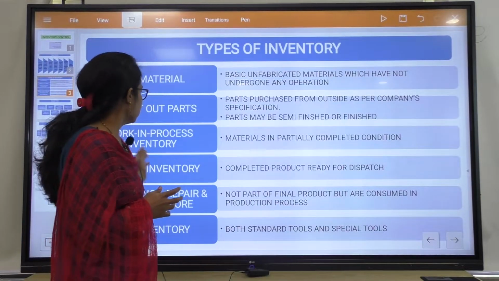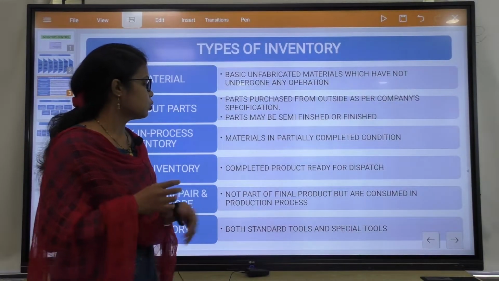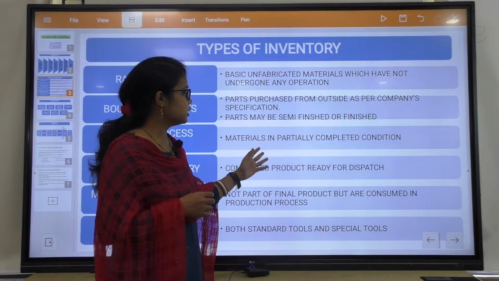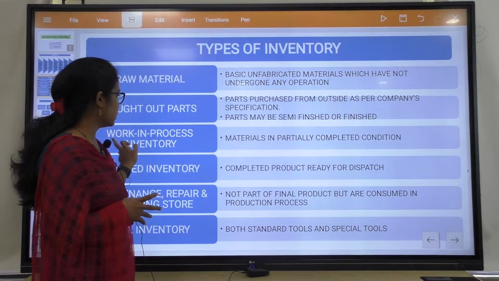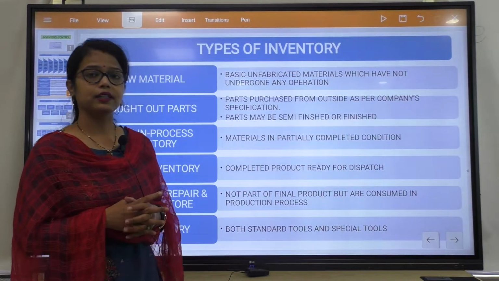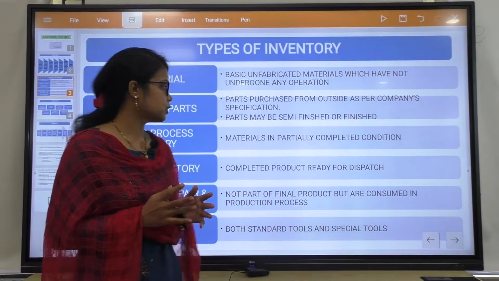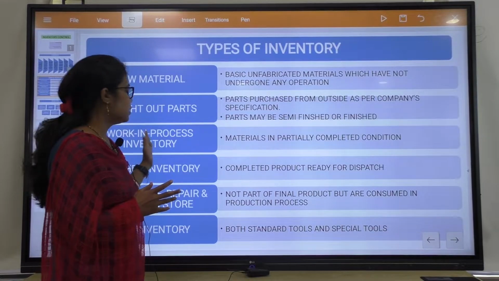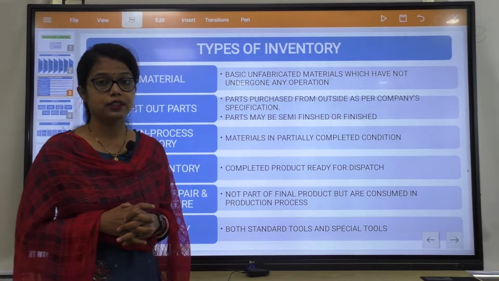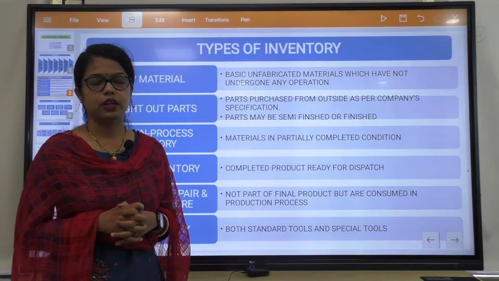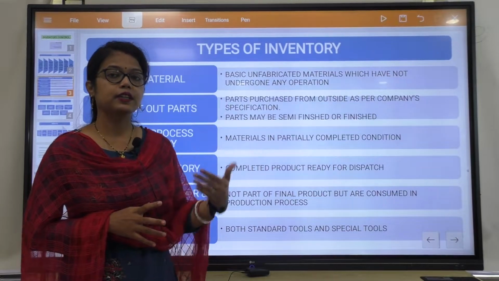Okay. So then next is work in process inventory. Okay. So that is the materials which are in partially completed condition. Work in process is also a kind of inventory, but that is in semi finished condition. Okay, semi finished condition, that means already some operations have been carried out on that product and some are left. That is why that is called work in process.